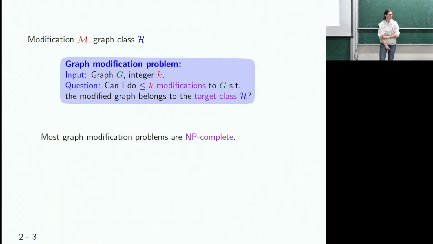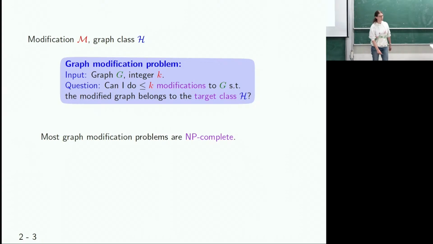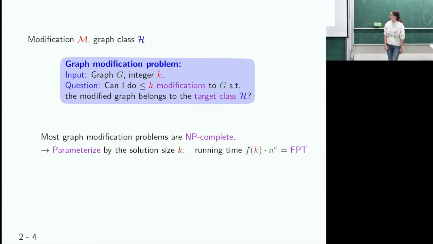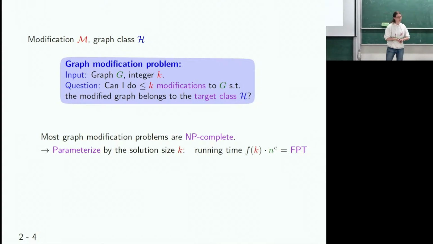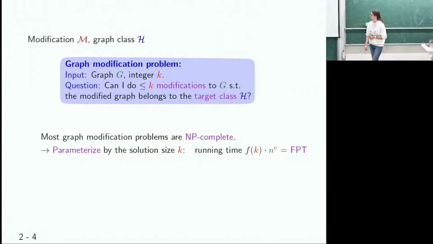However, most of the graph modification problems are NP-complete, and that's why usually we study them from the parameterized complexity point of view. So essentially, we will fix the solution size K, so the number of modifications we want to do, and we try to find some algorithm with running time that is some function of K times some polynomial in N. So this is what we call an FPT algorithm.